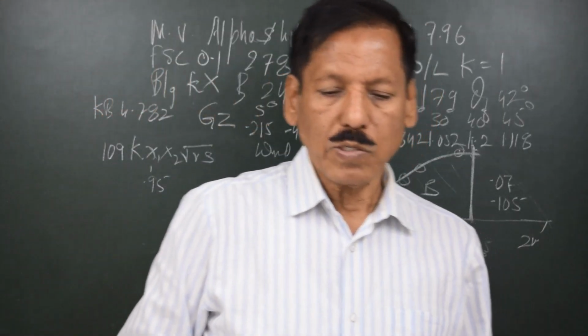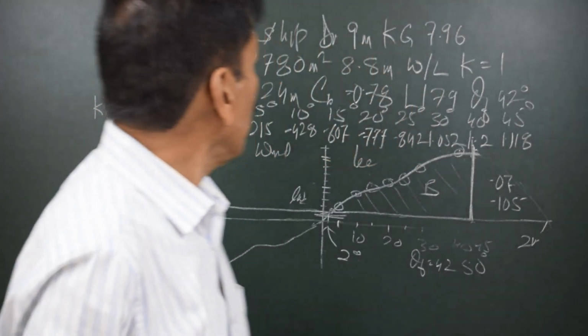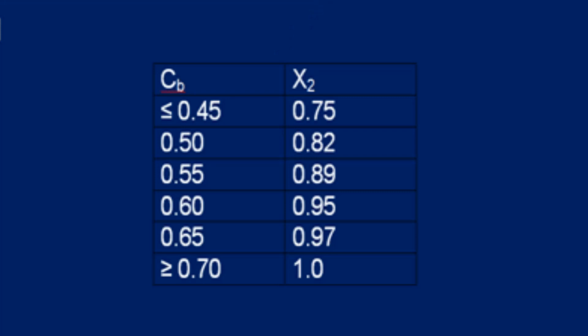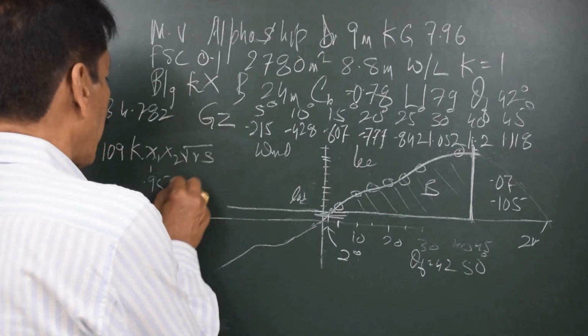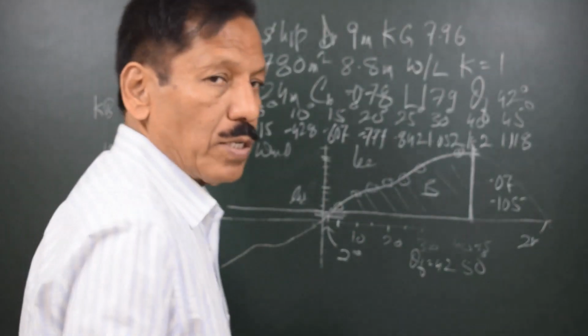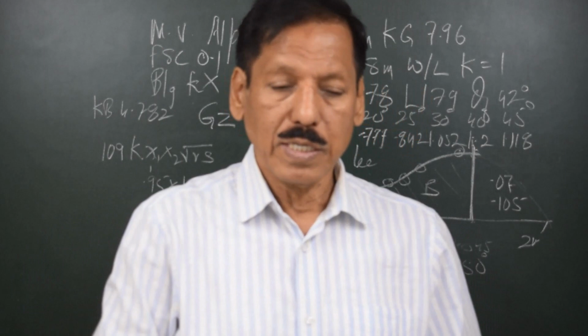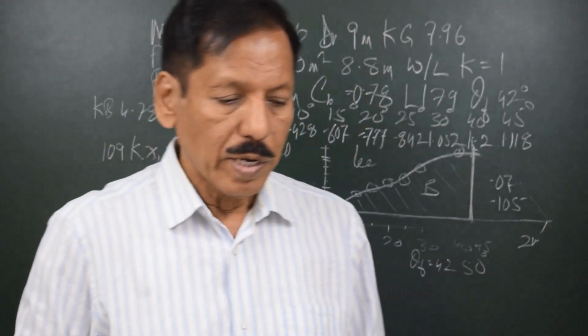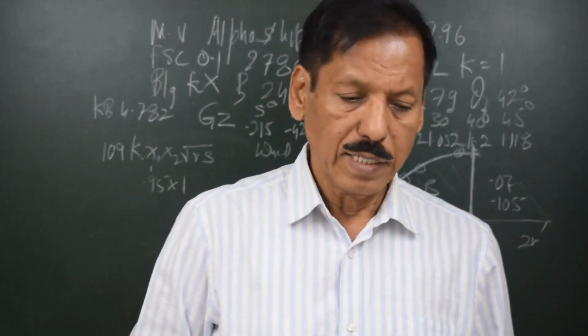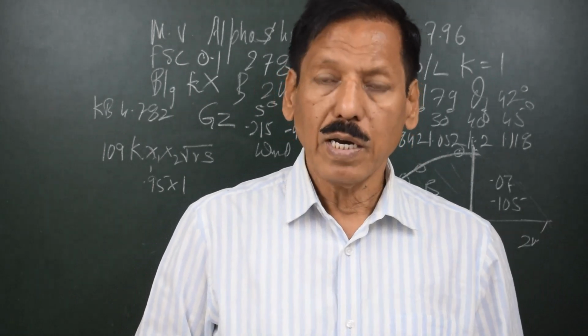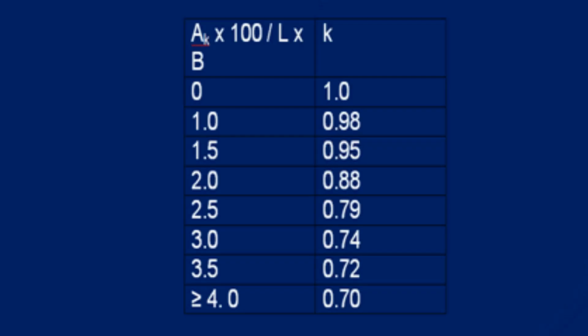About x2, which depends on the block coefficient. The block coefficient given in the question is 0.78. So if we look at 0.78, it is more than 0.70. The table says if it is more than 0.70, it can be taken as 1. So x2 will be taken as 1. Now K: there is no bilge scale on the ship. If we look at table 3, it says that the area of the bilge scales, that is AK, multiplied by 100 divided by length into breadth, gives you the value of K. If there is no bilge scale, we can take the value of K as 1, right? So once again, K is 1.